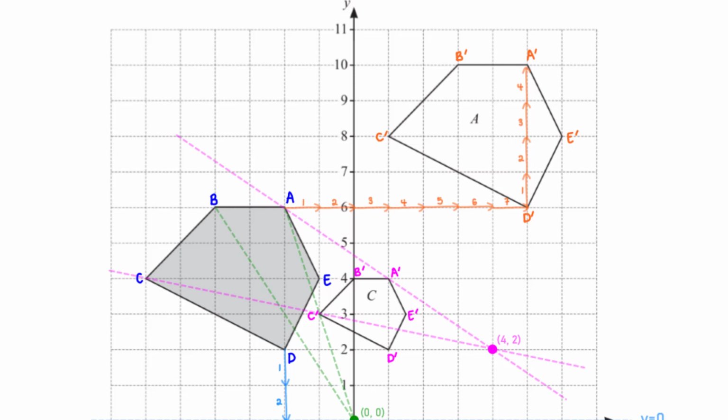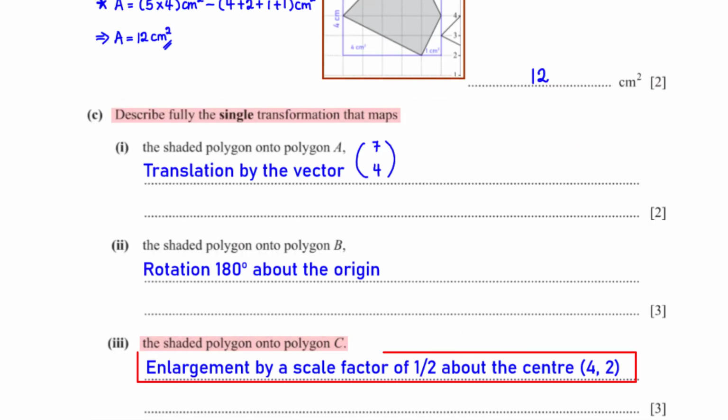We can get this by connecting at least 2 corresponding points on both polygons with a line. The intersection point of these lines is the center of enlargement. In this case, we get the center to be (4, 2). And so the full description for the transformation will be enlargement by a scale factor of half about the center (4, 2).